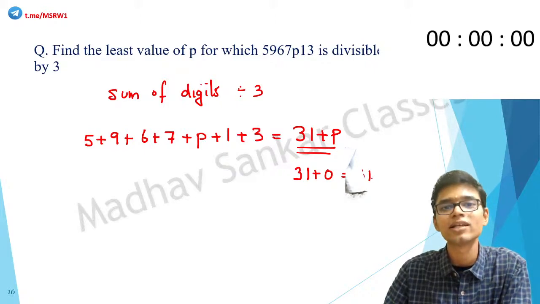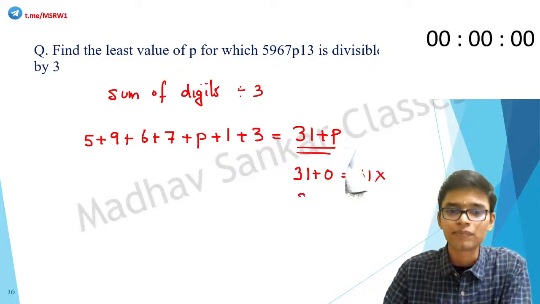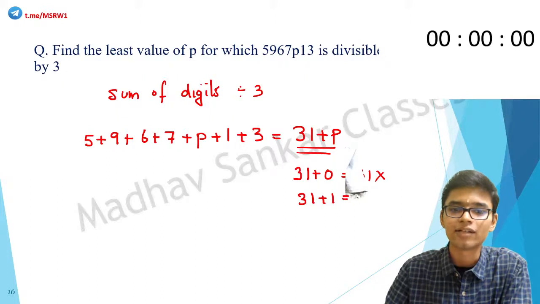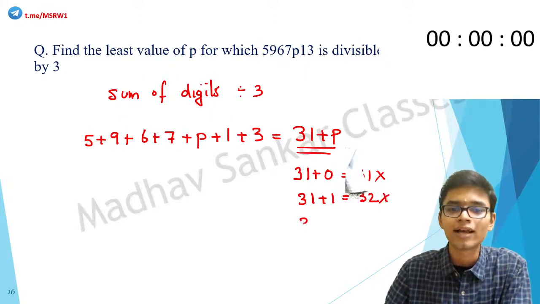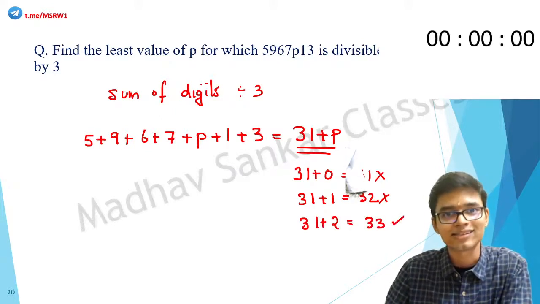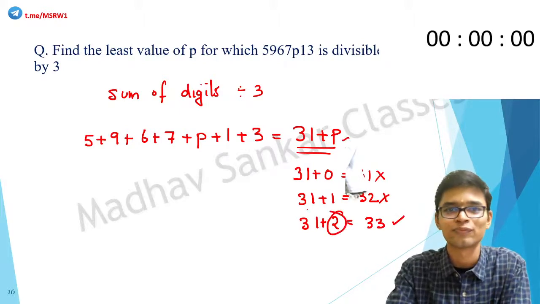Is 31 divisible by 3? No. If the value of p is 1, we have 32. Is 32 divisible by 3? No. Value of p is say 2. It would be 33. Is 33 divisible by 3? Yes. So the value of p is 2. Got it? That is how you check for divisibility of 3.